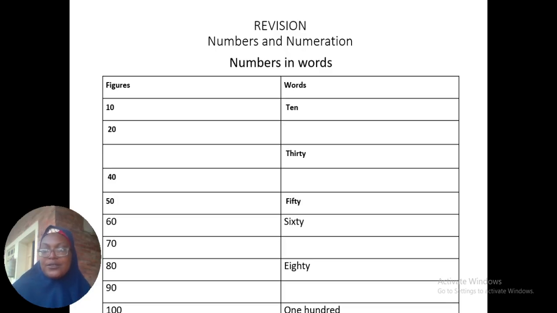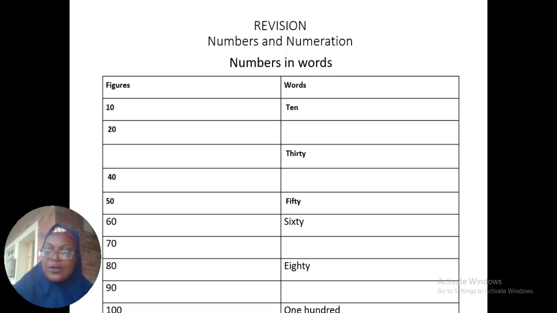Remember, in numbers and numeration, we did learn about numbers in figures and in words. You can see from the table here on your screen, we have some numbers and some words. We have some numbers that are missing, and also some words that are missing. You have to complete the following, from 1 to 100. We have from 10 to 100, but this one is in tens: 10, 20, 30, 40, 50, 60, 70, 80, 90, and 100. You have to complete the table on your screen.